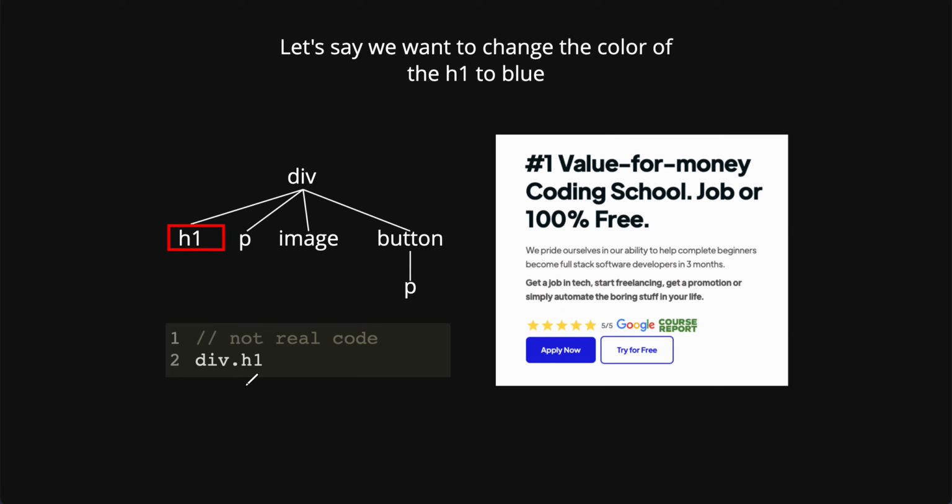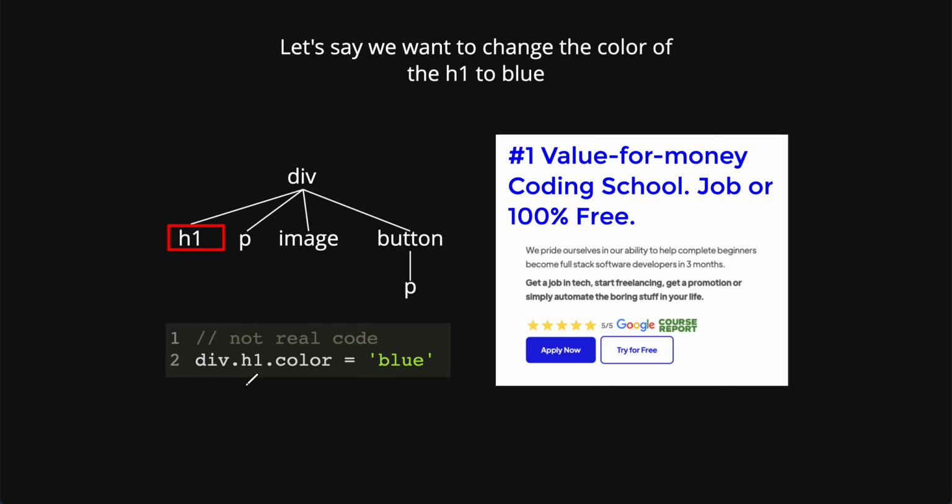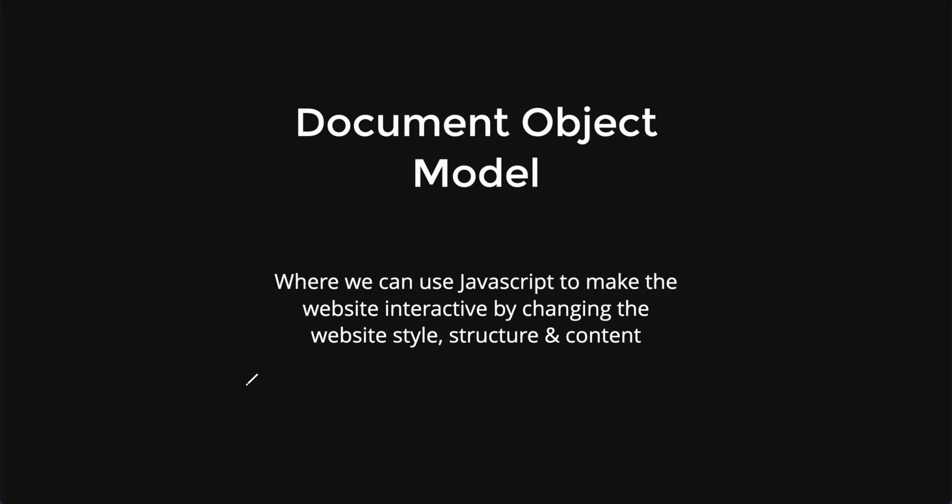And with this H1, there is this thing called the dot color property, which is a CSS property. With this, we are able to assign it to a color blue. And essentially, this will change our H1 color from black to blue. And this is how we change a color for text in DOM using JavaScript. Therefore, document object model is where we can use JavaScript to make the website interactive by changing the website style, structure, and content.